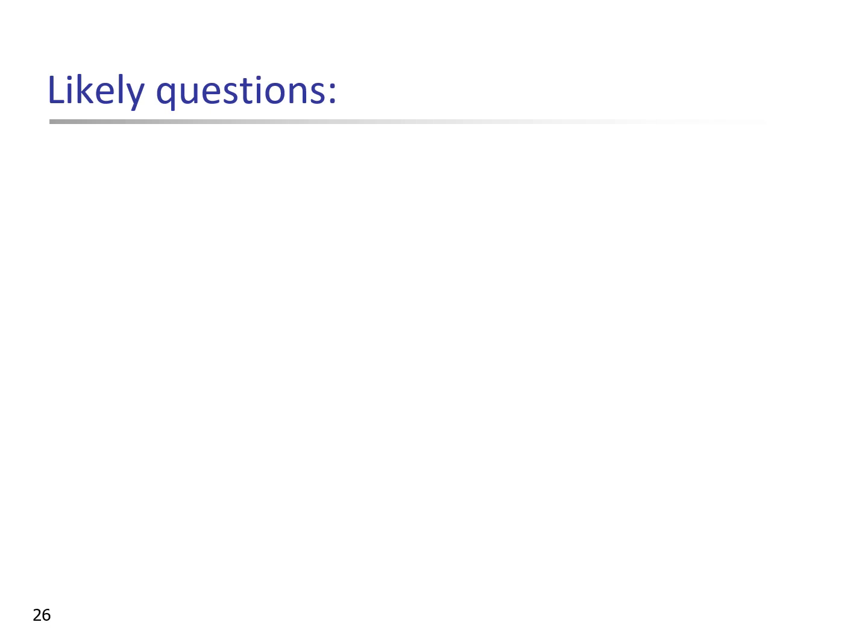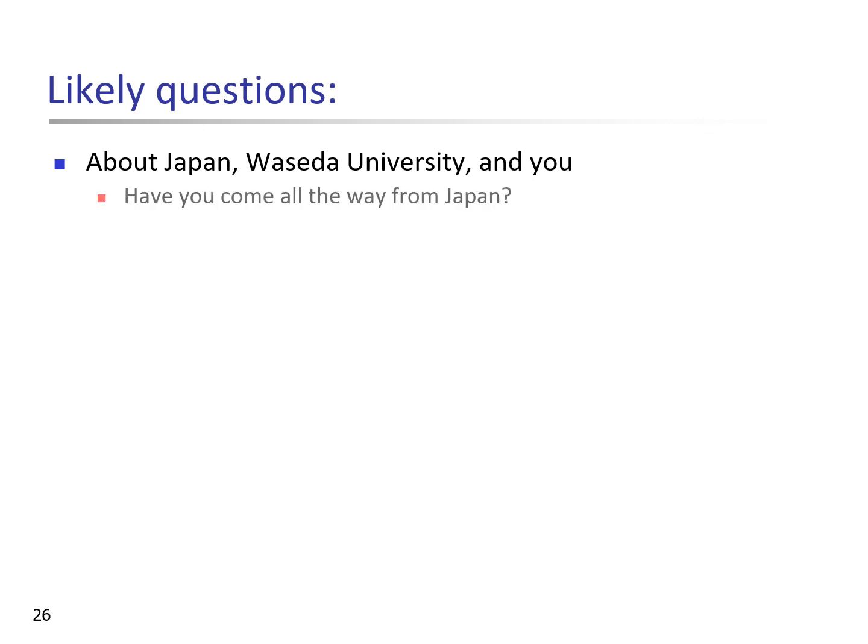Let's think now what kinds of questions you're likely to be asked. Because you are from Japan, or maybe working or researching in Japan, it's likely that you're going to get questions about Japan or Waseda University, and perhaps even questions about yourself. So be prepared to answer questions like, "Have you come all the way from Japan?" And here, don't just say yes, but say, "Yes, I've come from Japan. I work at Waseda University in Tokyo."